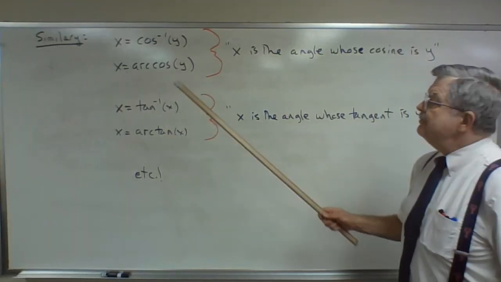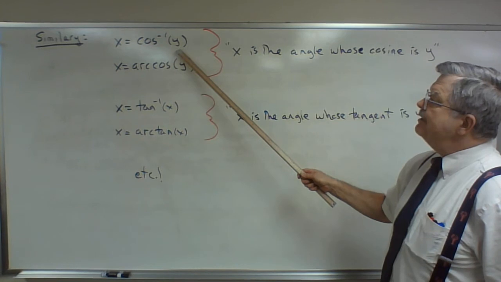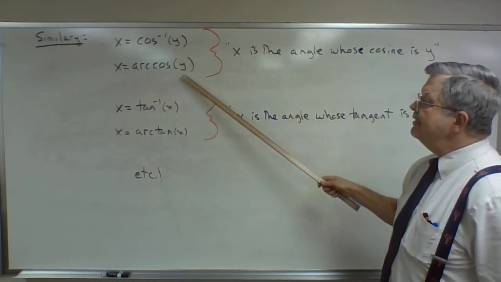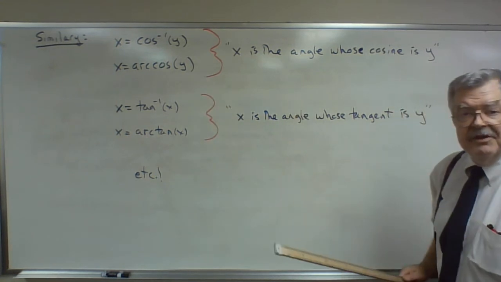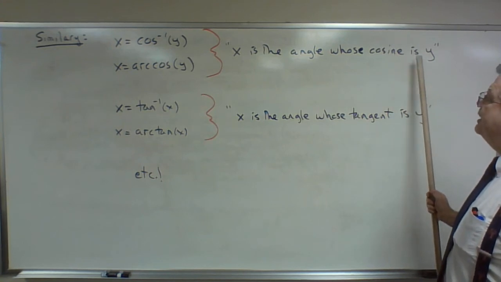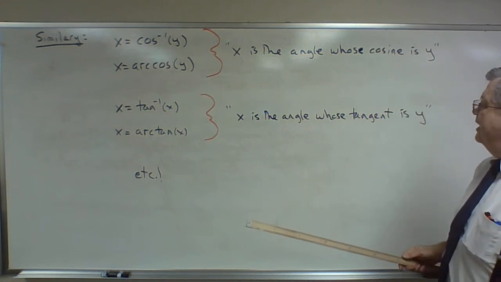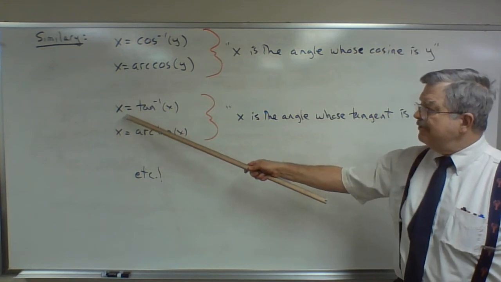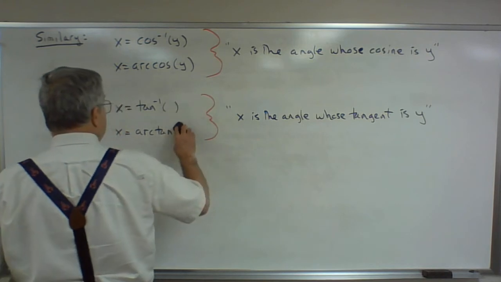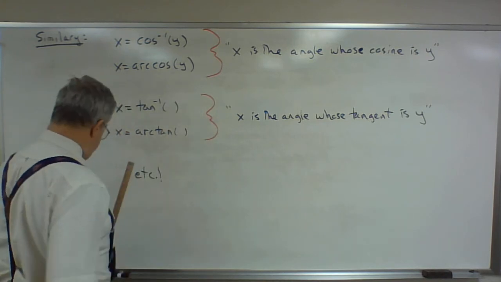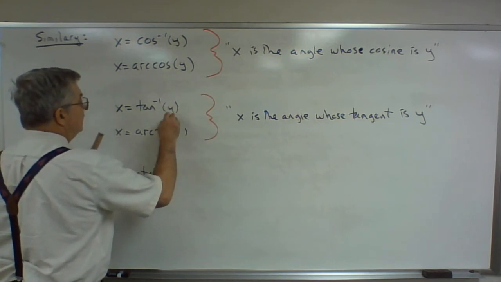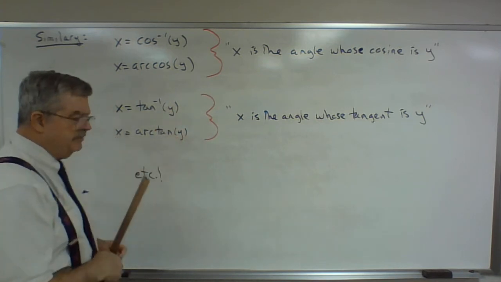In similar fashion, x equals cosine inverse of y, or alternatively, x equals arc cosine of y. We interpret this as saying x is the angle whose cosine is y. And similarly here, x equals, now we don't interpret this as anything. If I write it correctly, I guess it has an interpretation. There, that's a little bit better.